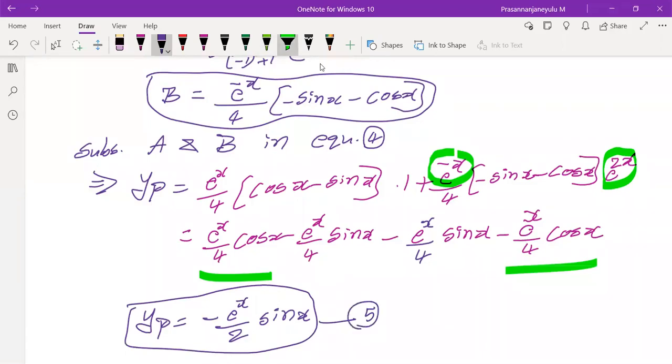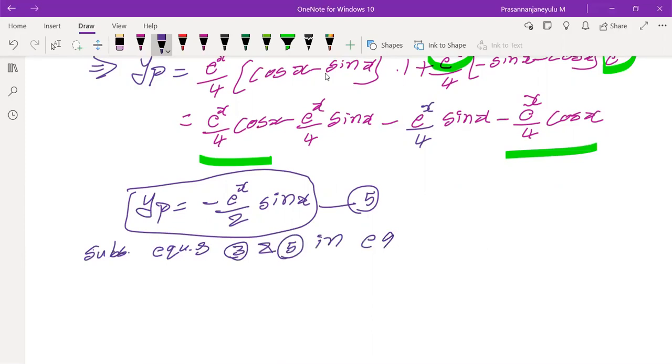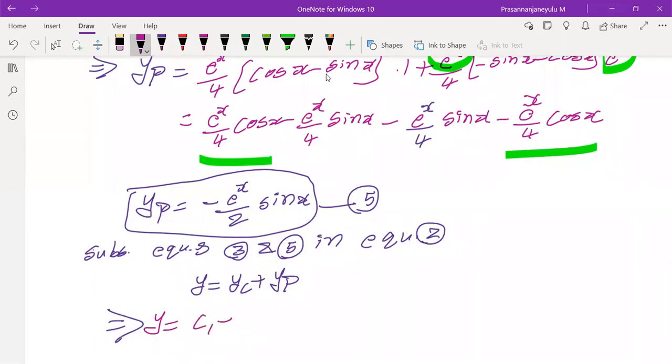So what is the next step of the procedure? Substitute equations 3 and 5 in equation 2. What is equation number 2? y equals yc plus yp. That implies y equals yc value, c1 plus c2 into e power 2x, plus yp value, minus e power x by 2 into sin x.